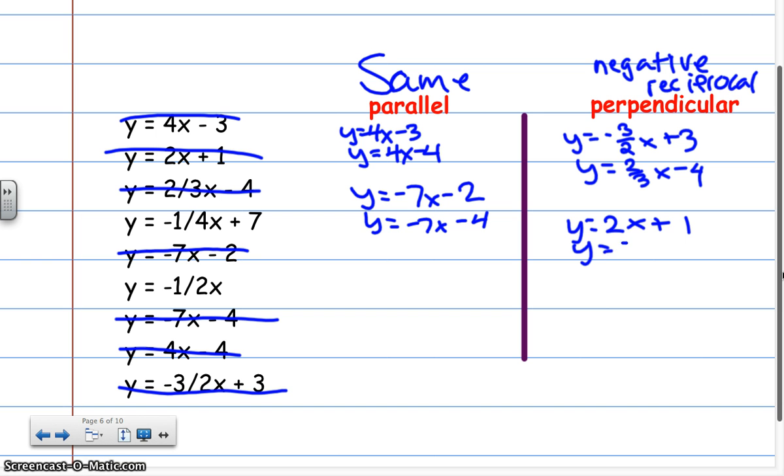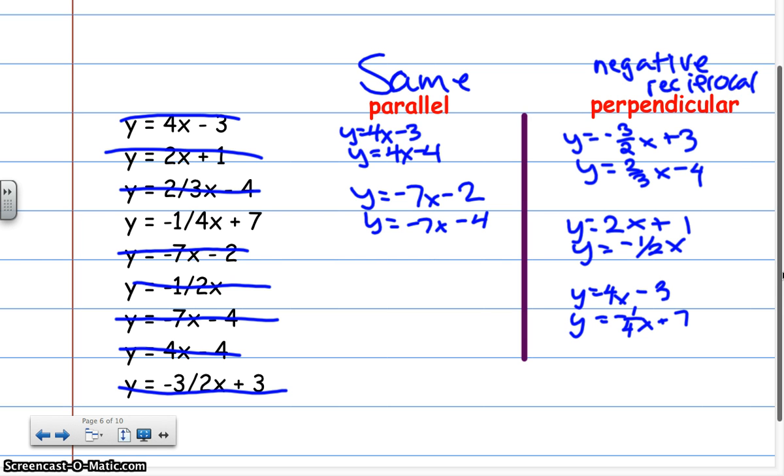Y equals negative 1/2 x, right? Okay, Emily? The first one? Oh, yeah. And going in the perpendicular. Okay. So y equals 4x minus 3. And then we get y equals negative 1/4 x plus 7.